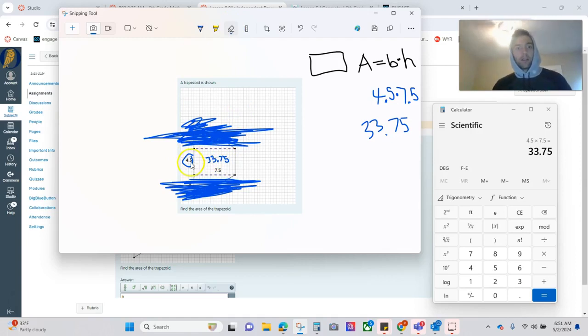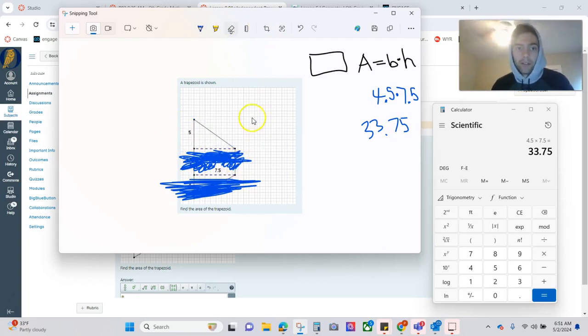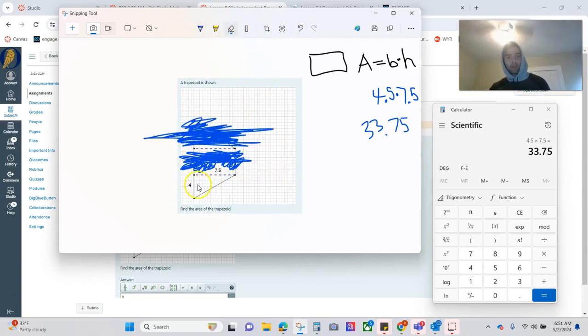33.75. Now that we're done with this rectangle, for now, I'm going to scribble it out. And let's find the area of this. No, not the triangle on top. The triangle on bottom.